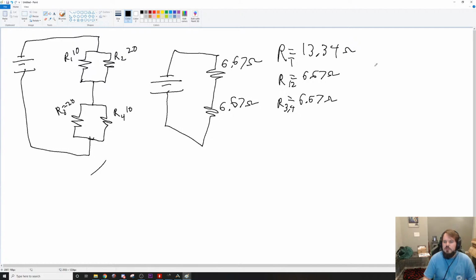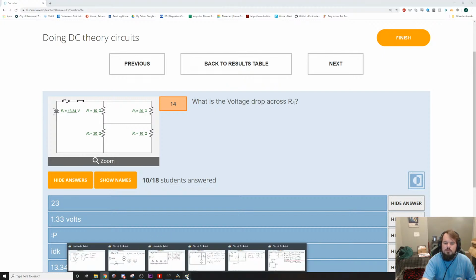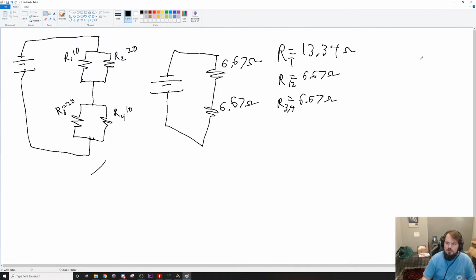6.67 ohms. And then our voltage was something. We had voltage 13.34. Did they really? Yep. Voltage E total is 13.34 volts. So I is going to be 1. I1,2 is 1 amp. I3,4 is 1 amp.